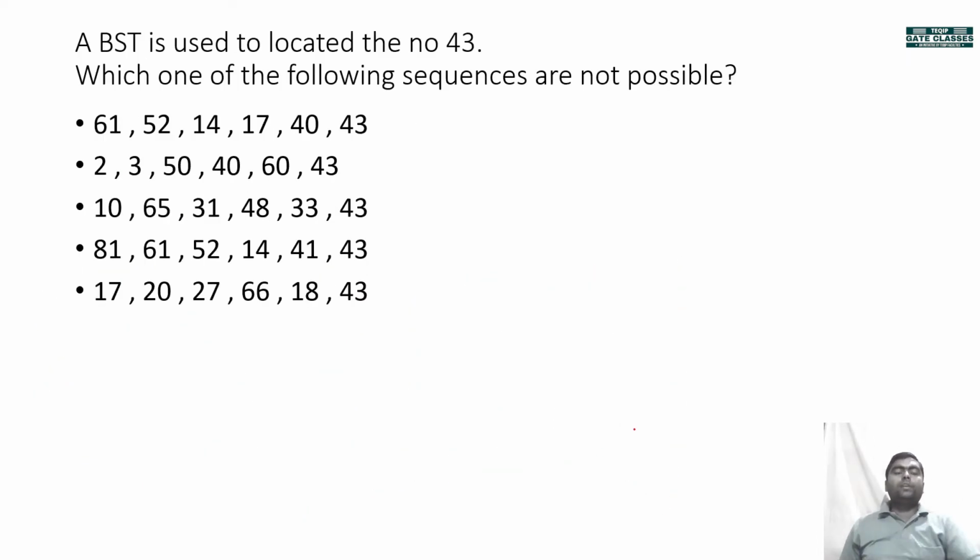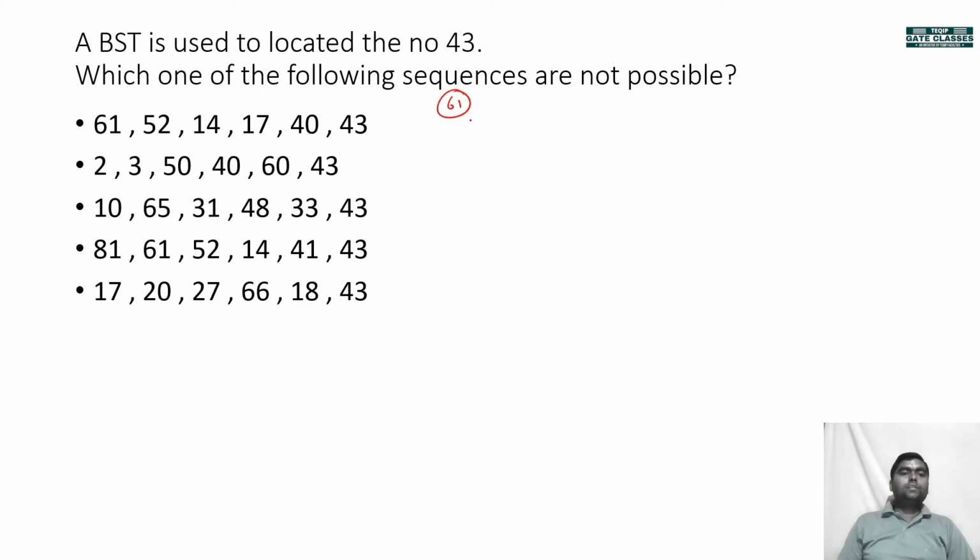Now one more interesting question: a BST is used to locate the number 43. Which one of the following sequences is not possible? Let us formulate them one by one. The very first one is 61.